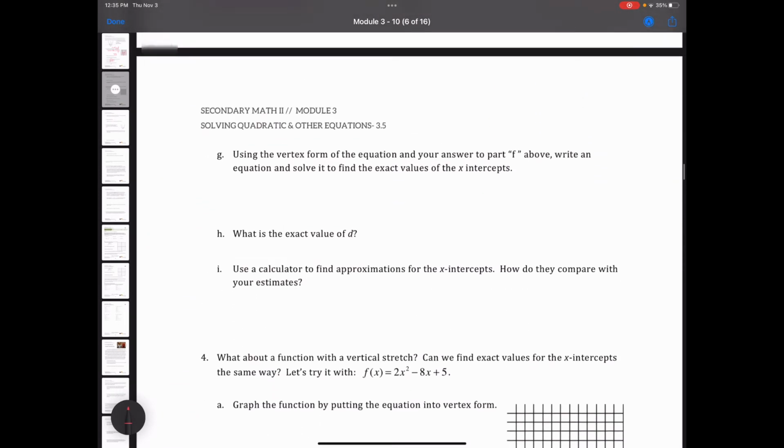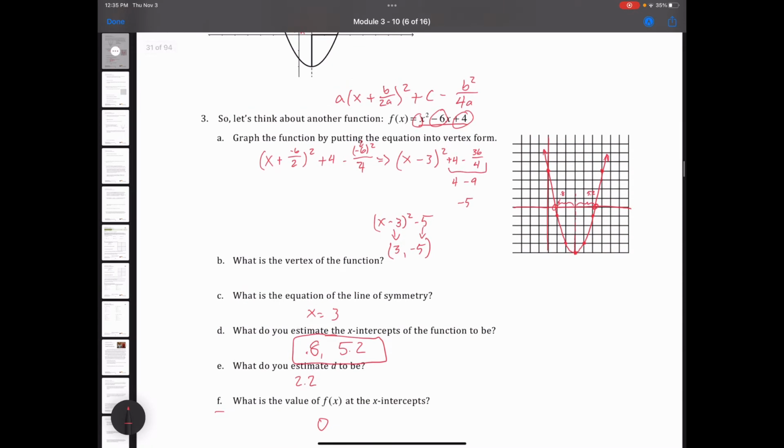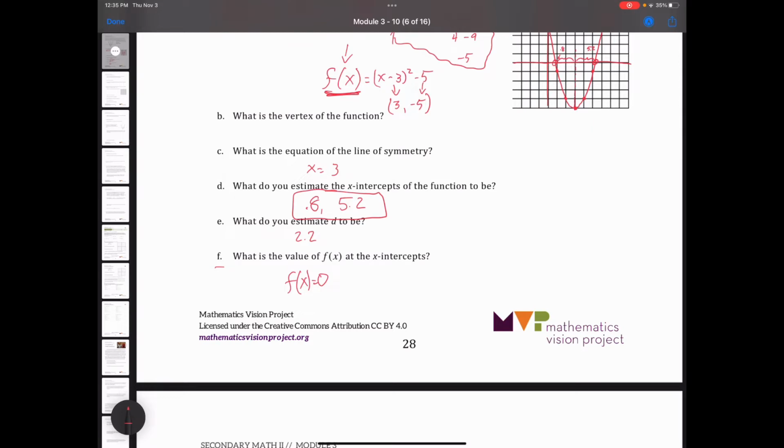Now in G, it says using the vertex form of this equation and the answer to part f above, write an equation and solve to find the exact values of the x-intercepts. So up here, what I omitted, and what I often will omit, is just the f of x equals, and this function right here is f of x equals. That's function notation, right? We could sometimes get sucked into just writing this portion, but I do need to remember that this is actually a function, right? So if f of x is equal to 0, and I also have that f of x is equal to (x minus 3) quantity squared minus 5, then I need to be able to use both of those statements to set up an equation and solve for x.